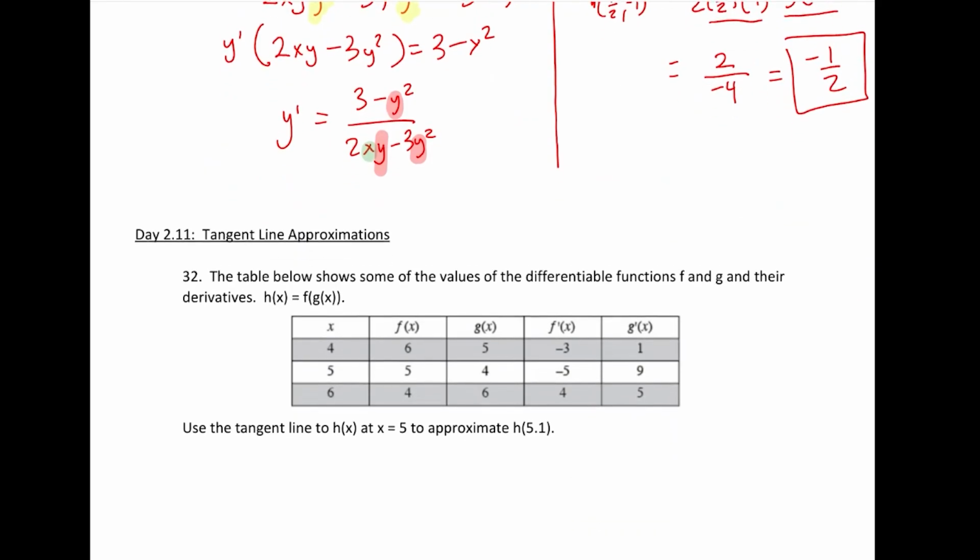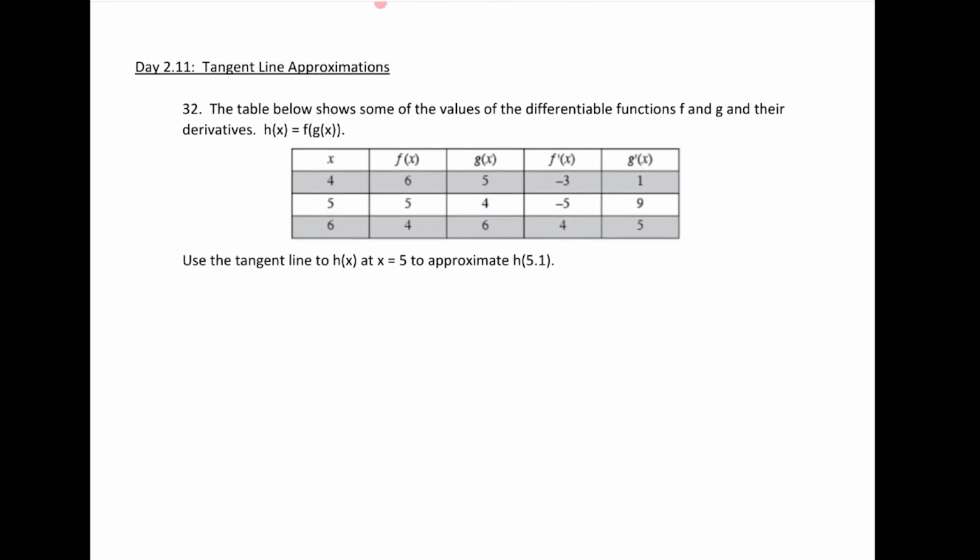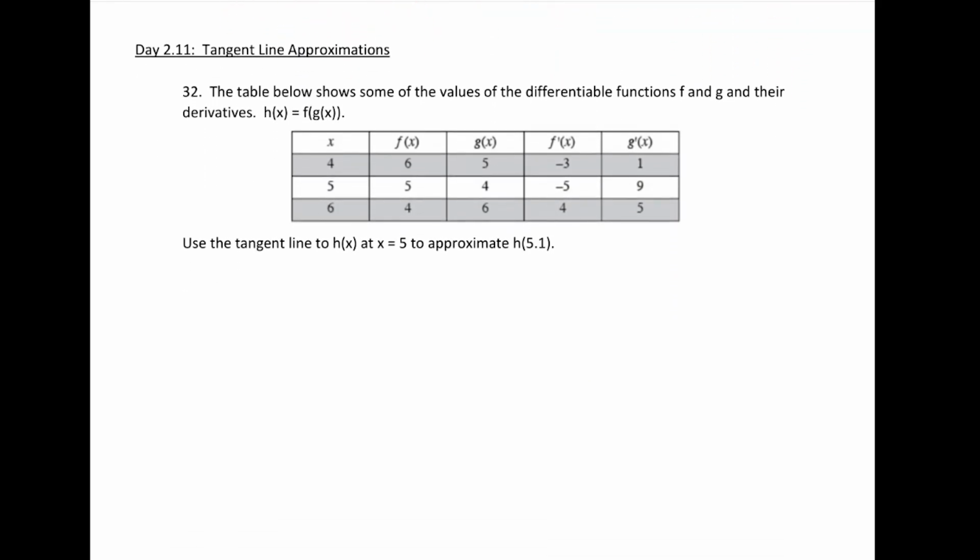All right, number 32. The table below shows some of the values of the differentiable functions f and g and their derivatives. H of x is equal to the composite f of g of x. So use the tangent line to h at x equals 5 to approximate h at 5.1. So let's find that tangent line.